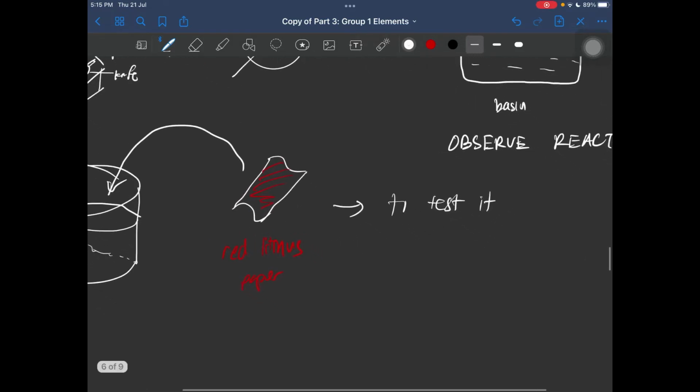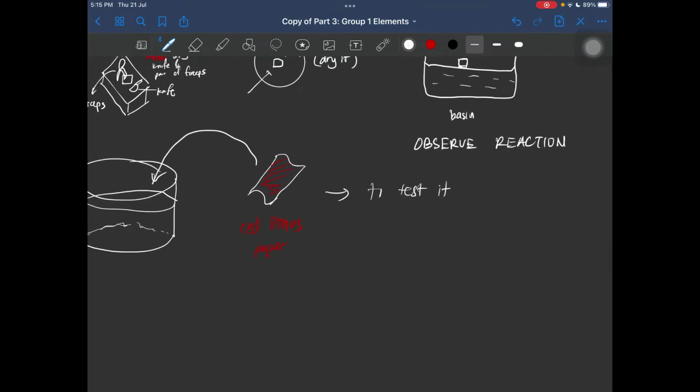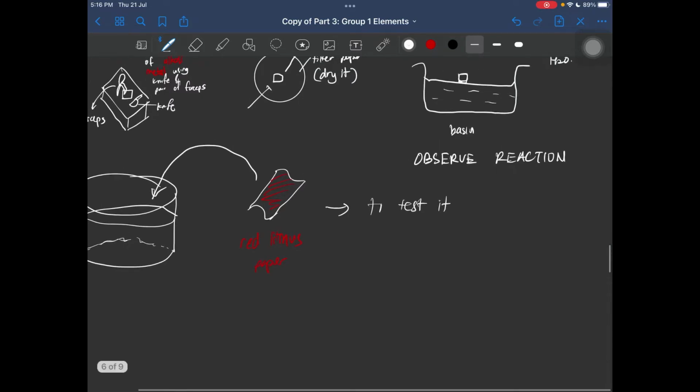So if you have retained some of your knowledge from Form 1, Form 2, Form 3, or even your primary school, you know that we have two types of litmus paper. We have blue litmus paper and we have red litmus paper. Now, red litmus paper is to test whether it is basic or not, whether it's alkaline, right? And blue litmus paper is to test whether it's acidic. So if the red litmus paper turns blue, it means that it is basic or alkaline.